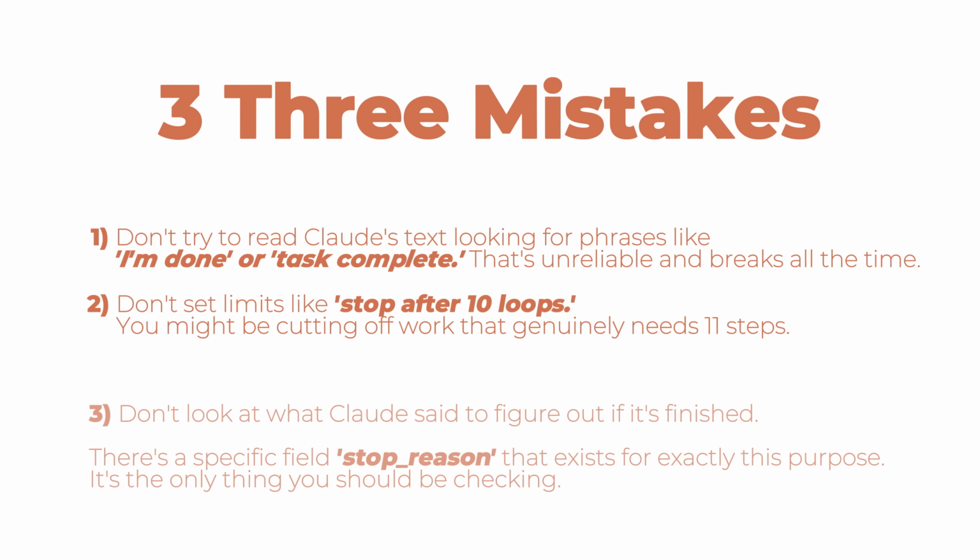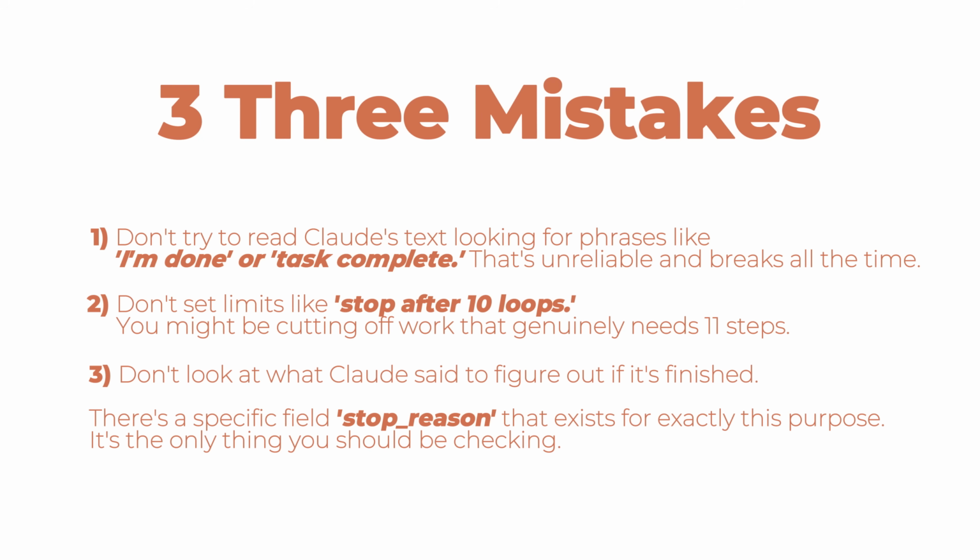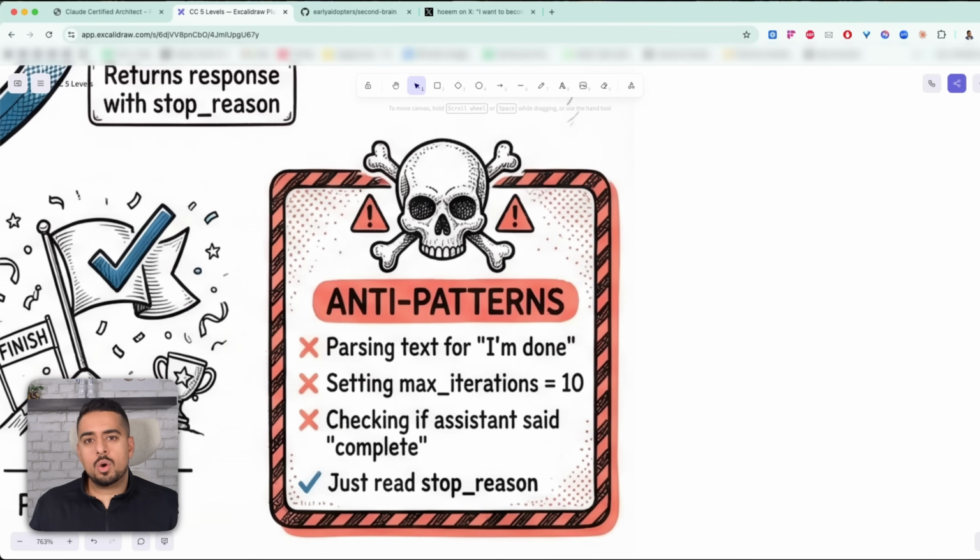So you might be cutting off work that genuinely needs 11 steps. And third, you don't want to look at what Claude said to figure out if it's finished. There's a very specific field, like I said, stop_reason, that exists for exactly this purpose. It's the only thing that you should be checking. Now, if you're using Claude Code in a terminal, then sometimes you won't see this stop_reason. Every time Claude Code reads a file, executes a tool, runs a command, or spins up a subagent, this is exactly the process and the patterns that drive that forward. Understanding this will really help conceptualize everything else we're about to cover.